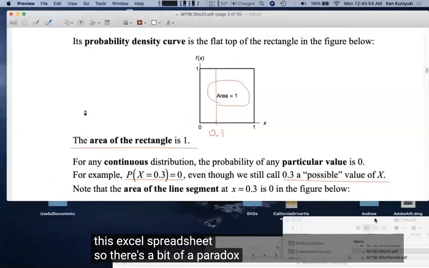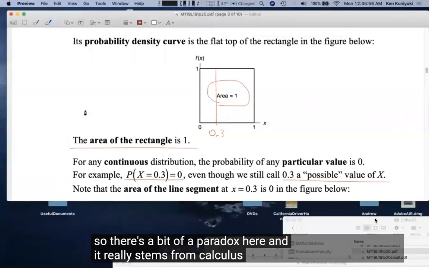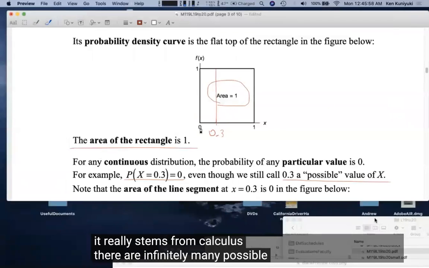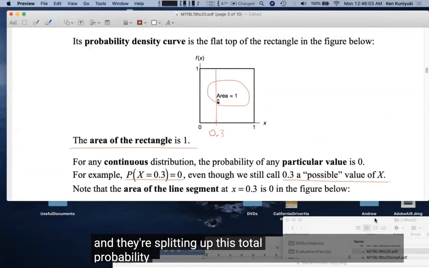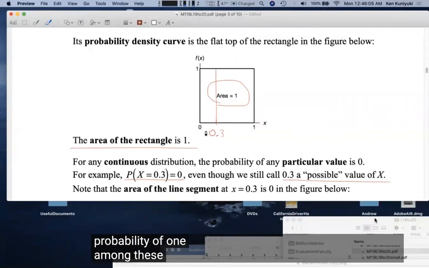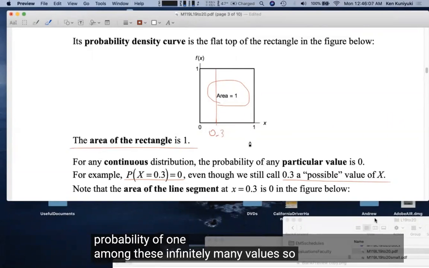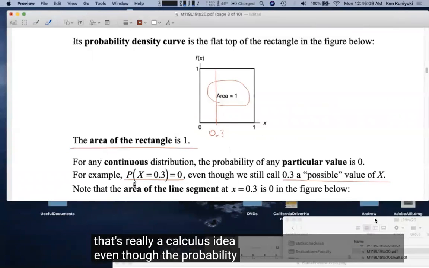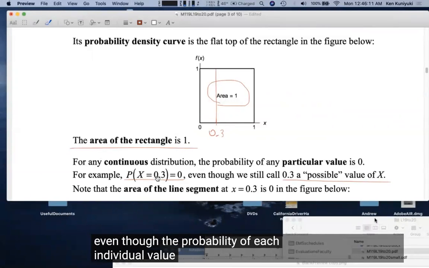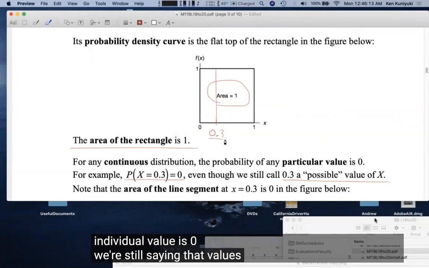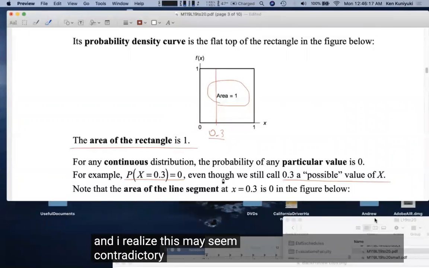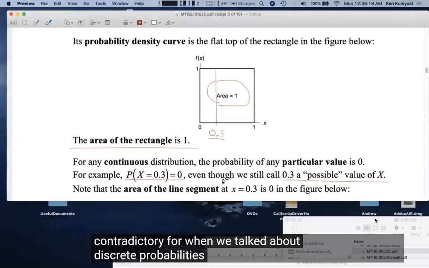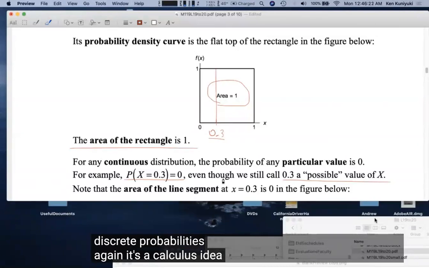So there's a bit of a paradox here, and it really stems from calculus. There are infinitely many possible values between 0 and 1, and they're splitting up this total probability of 1 among these infinitely many values. So that's really a calculus idea. Even though the probability of each individual value is 0, we're still saying that values such as 0.3 are possible. And I realize this may seem contradictory from when we talked about discrete probabilities. Again, it's a calculus idea.